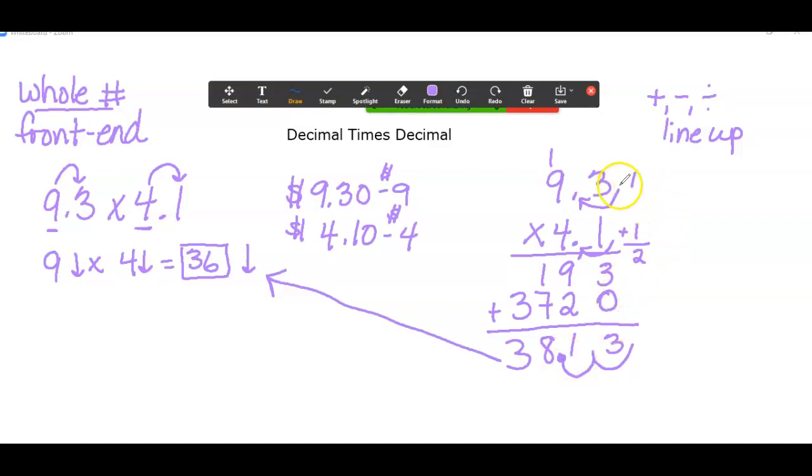Okay, so I'm going to show you that again. I counted over 1 place, I counted over one place. 1 plus 1 is 2. So I have to start here and count over 2 places. And now here we are with that logical reasoning that we looked at before. 38 is close to 36, and 36 is less than 38. So this is a reasonable answer.